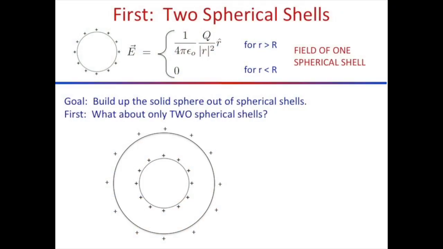I have two concentric insulating spherical shells. They each have the same amount of charge on them, Q. Make it positive. So they each have positive charge Q on them. I'd like you to tell me what's the net electric field in between the spheres.